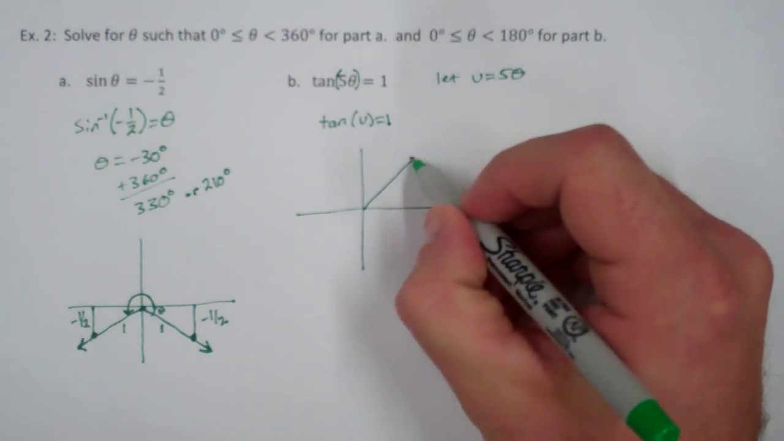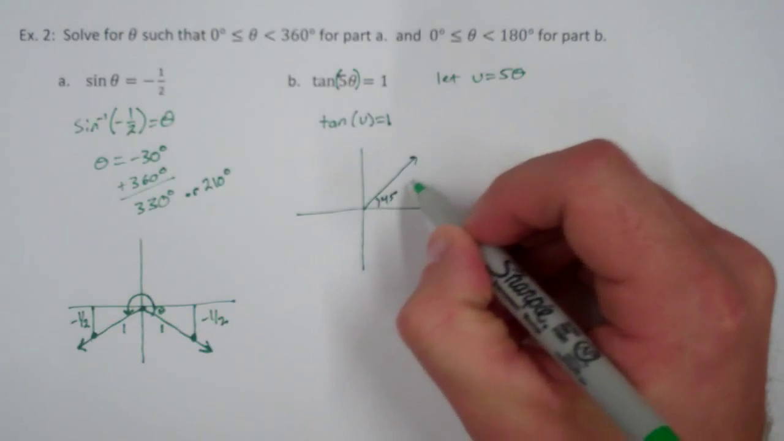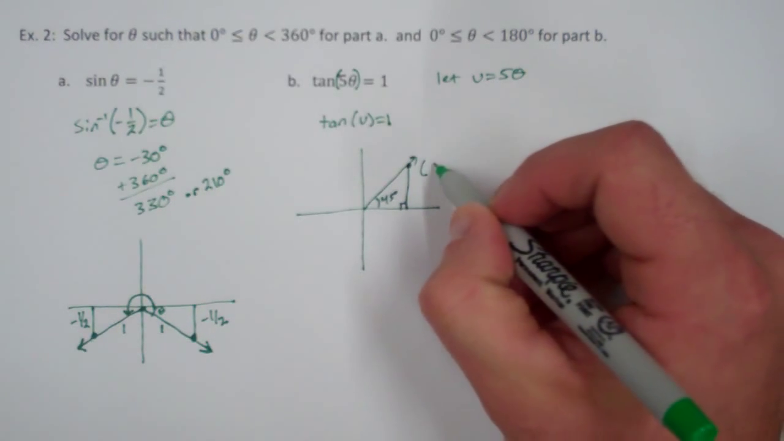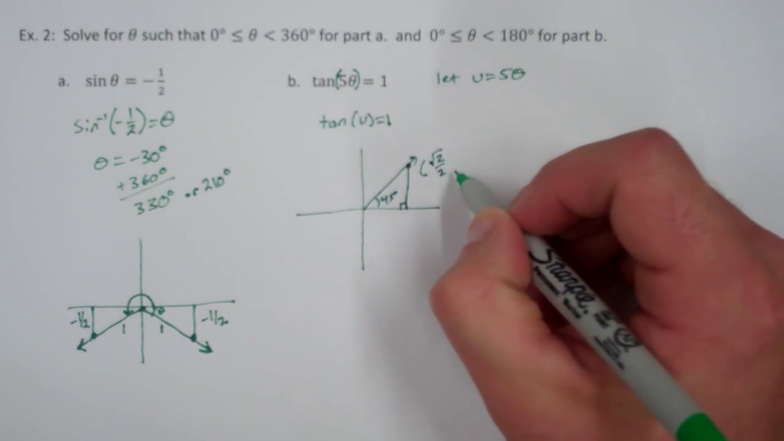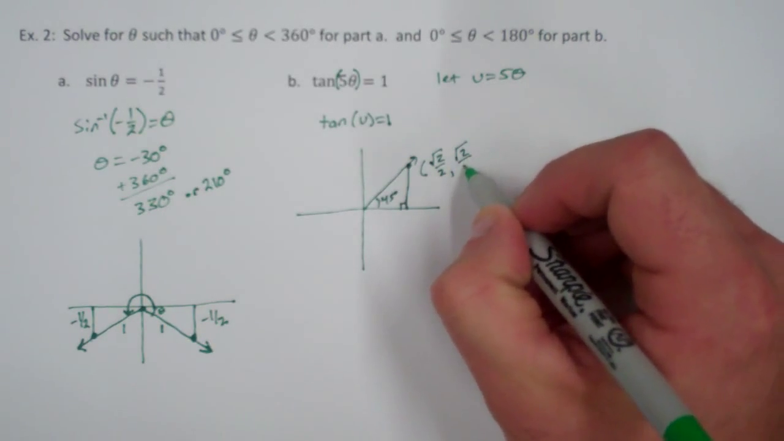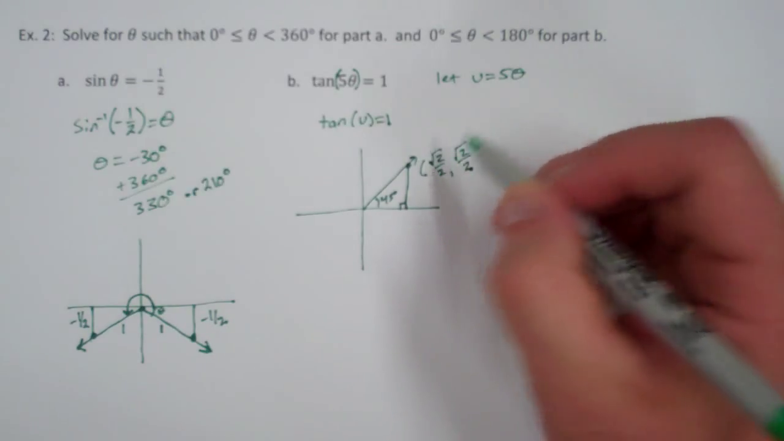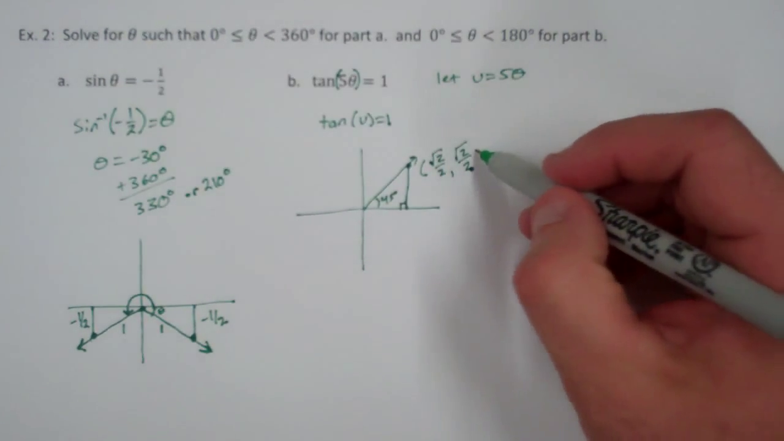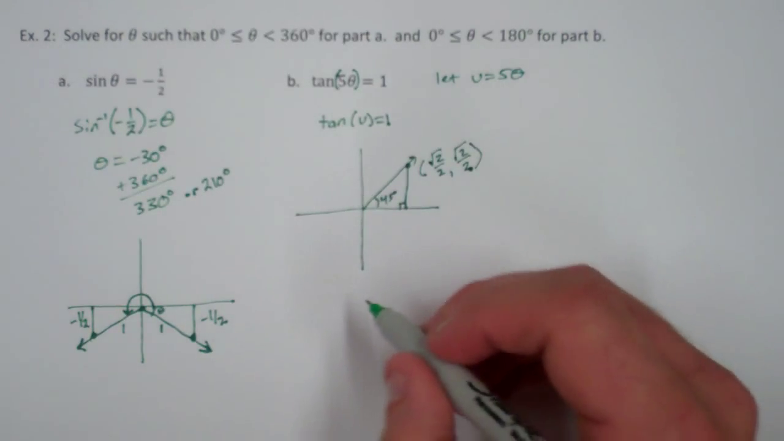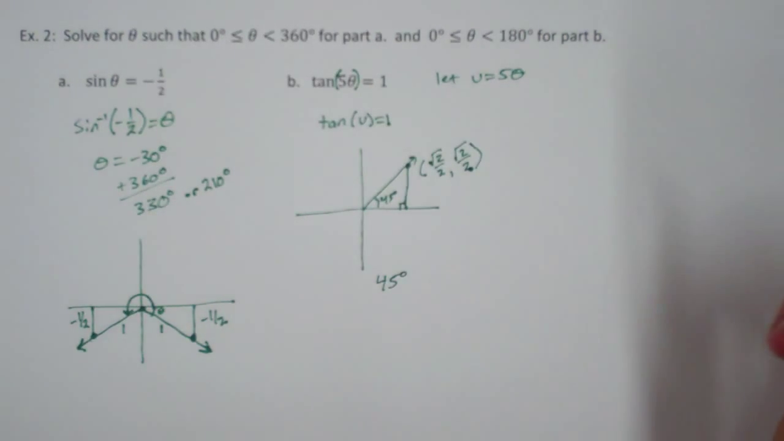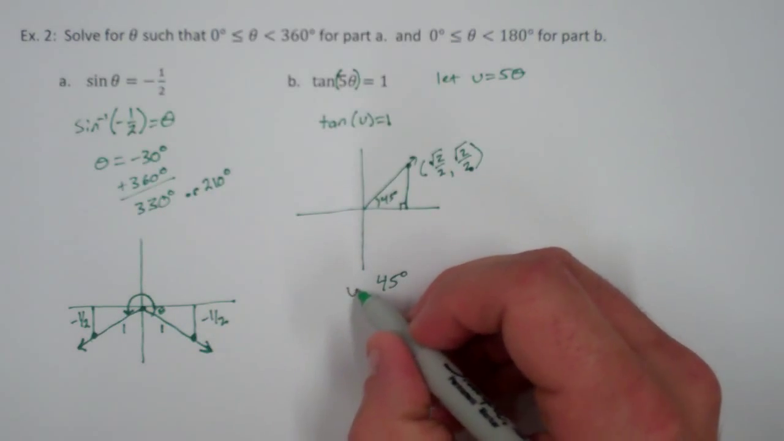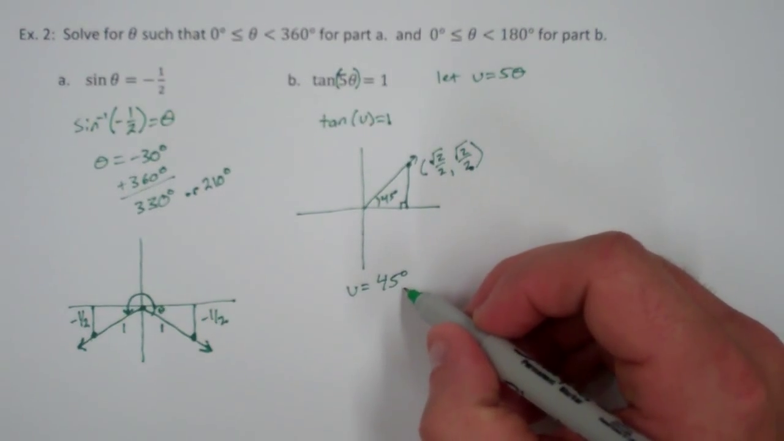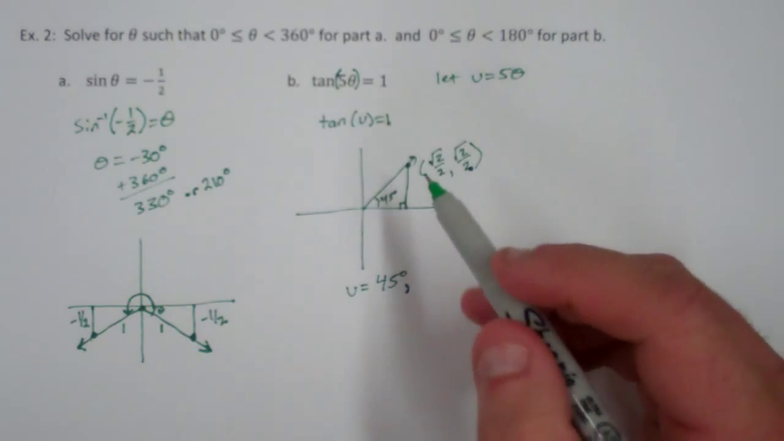But one of those is 45 degrees. So at 45 degrees, this point right here has an x-coordinate of √2/2 and a y-coordinate of √2/2. So when you take y over x, you just get 1. So 45 degrees will balance this equation right here. So one of our options is maybe 45 degrees, and that would be u is equal to 45. Let's see. What else could u be equal to?